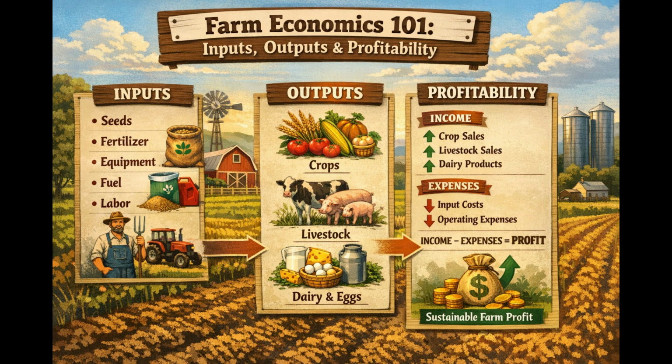Market risk we talked about earlier. Diversify your markets, diversify your crops, use forward contracts, and focus on markets with more stable pricing. Don't depend on a single buyer or a single crop for all of your income.